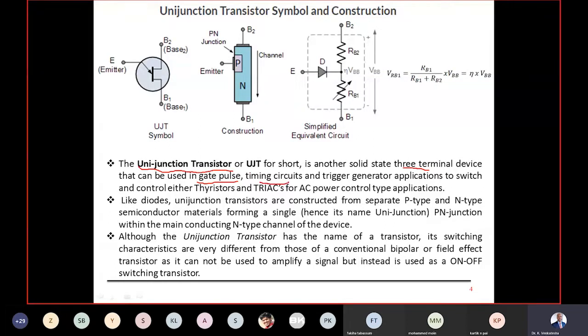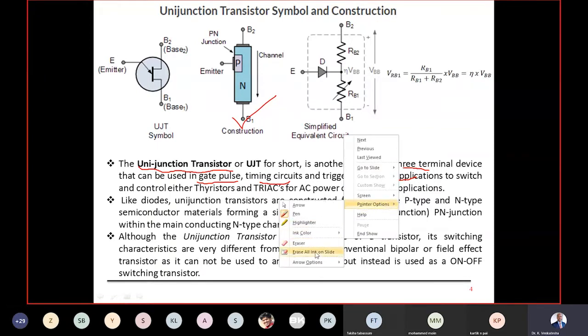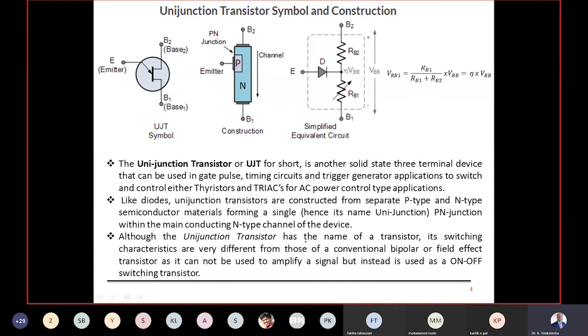Timing circuits, we can generate a timing delay also, and trigger generation applications. So these are some of the applications, but definitely we use this UJT as a switch, not as an amplifier. As you know very well, in the entire power electronics, all the semiconductor switches we use as a switch, not as an amplifier.